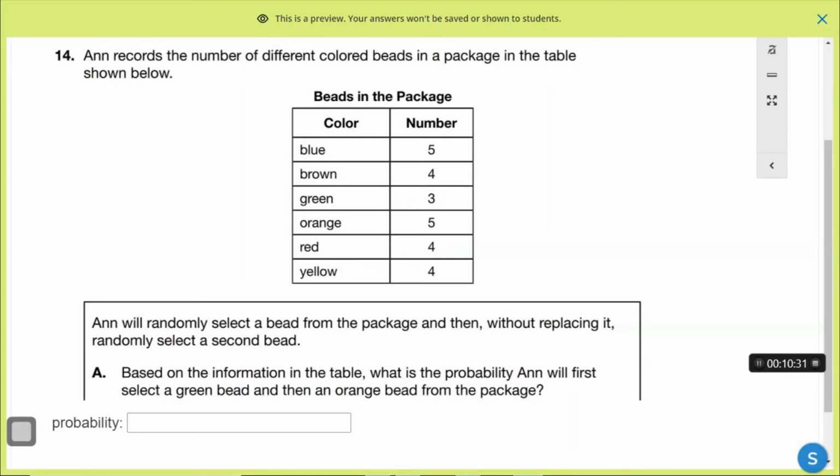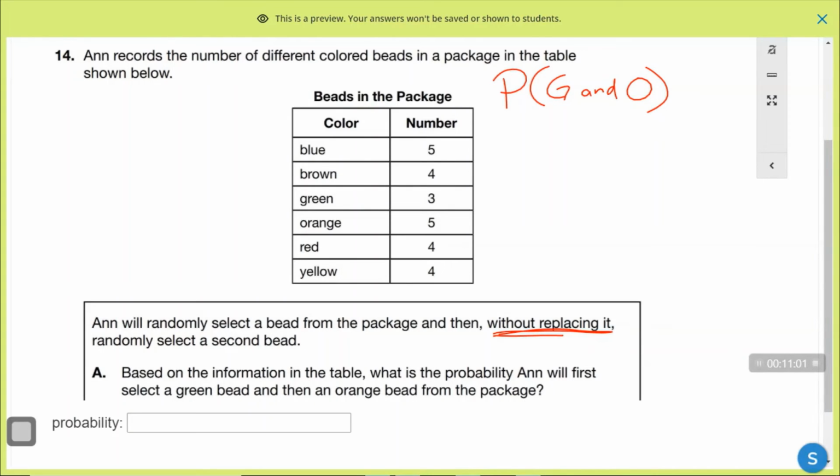And records the number of different colored beads in a package in the table shown below. And will randomly select a bead from the package, and then, without replacing it, I just want to mark that because that is very important, without replacing it, randomly select a second bead. Based on the information in the table, what is the probability Anne will first select a green bead and then an orange bead from the package?